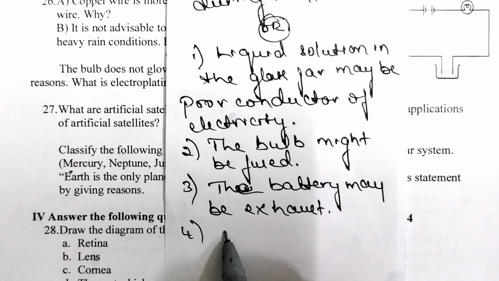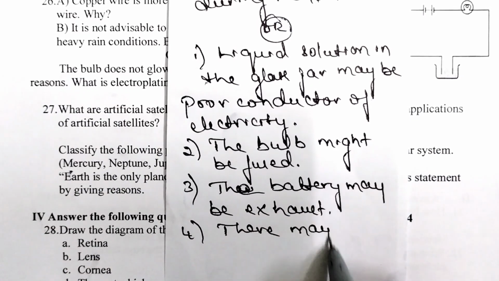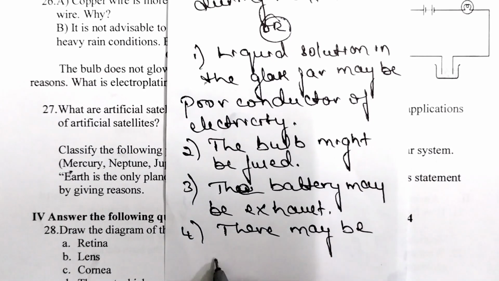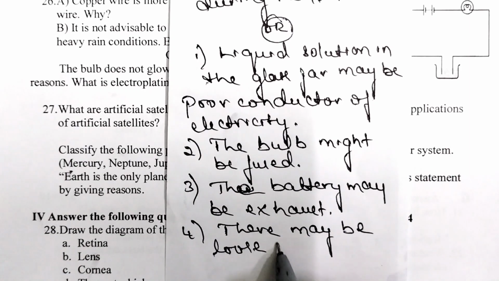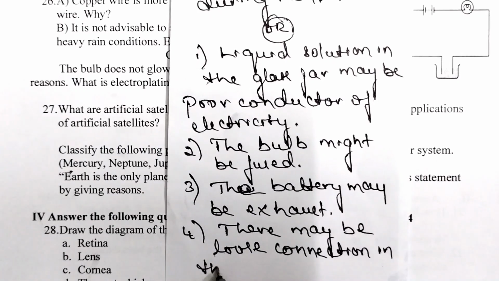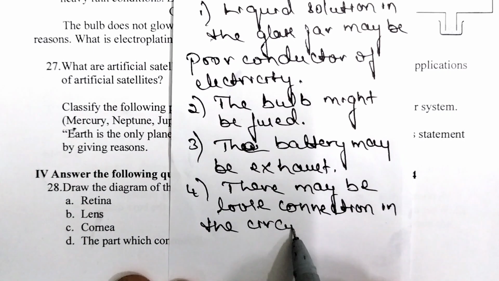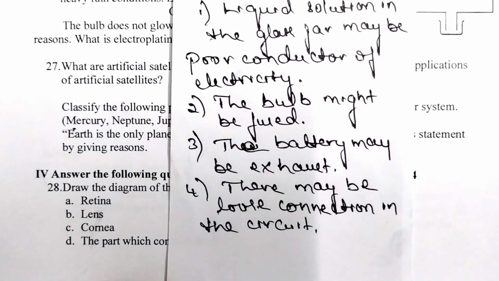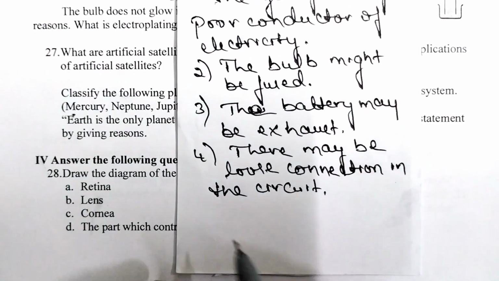Then the fourth point is there may be, these are all the reasons there may be why the bulb is not glowing. So there may be loose connection in the circuit. So these are the reasons that you have to give for this question. These are some reasons we have seen why the bulb is not glowing.